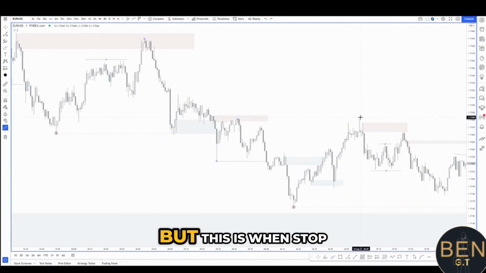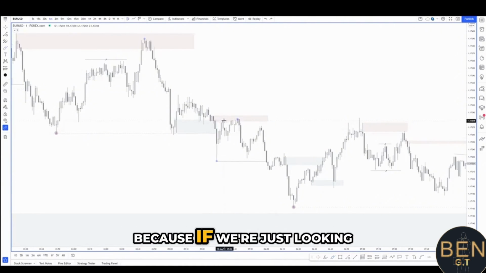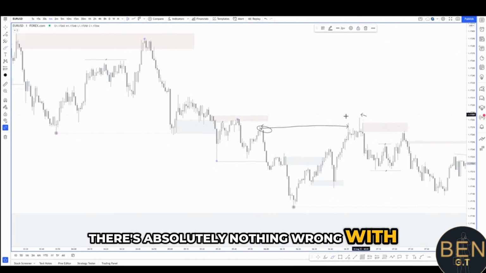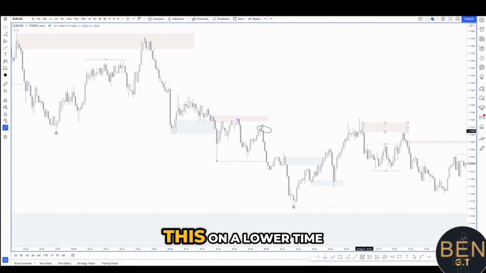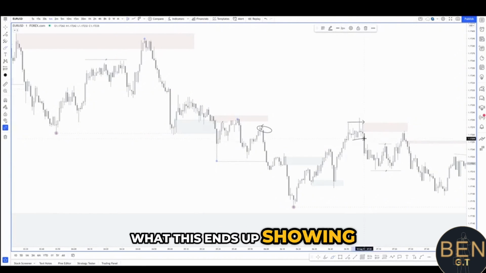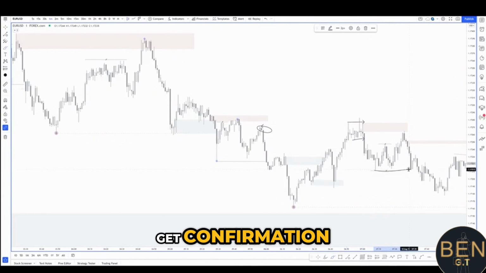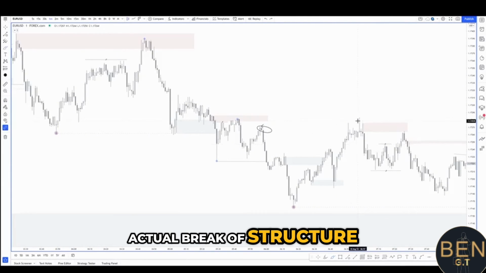You're never going to get it perfect, but this is when stop loss placement becomes so key. Because if we're looking at trading off that, there's absolutely nothing wrong with it, because as we can see, we do get a reaction. And if we look at this on a lower time frame, what this ends up showing us is a change of character. We're starting to see price action change from bullish to bearish, and then we start to get confirmation that we're switching back to bearish when we get that second actual break of structure.